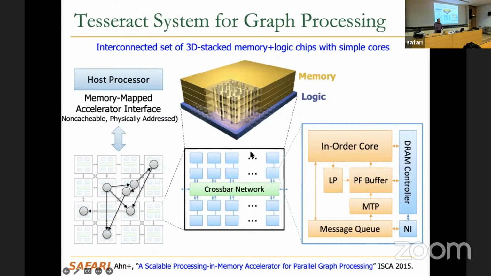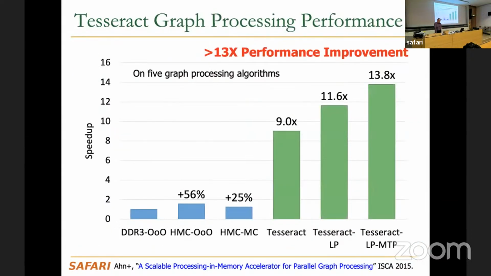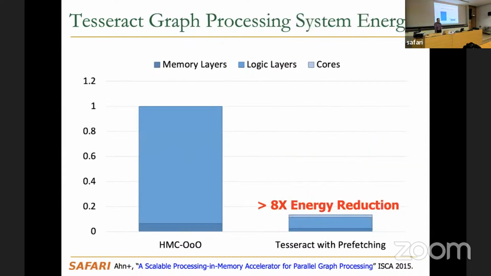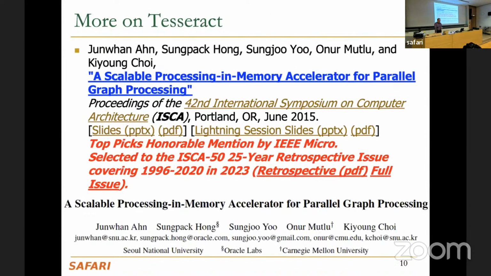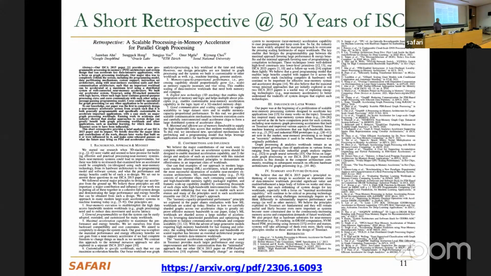So that was the overall view of this work. With that, we show that we can provide huge performance improvement, around 13 times, as well as energy reduction. If you want to learn more about Tesseract, I would suggest that you check the paper. This paper has also been selected in the 25-year retrospective of ISCA, in ISCA 15. If you're not patient enough to read the whole paper, you can also check this short retrospective paper that can give you some insight about this work.